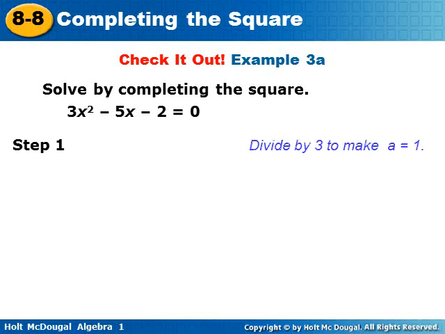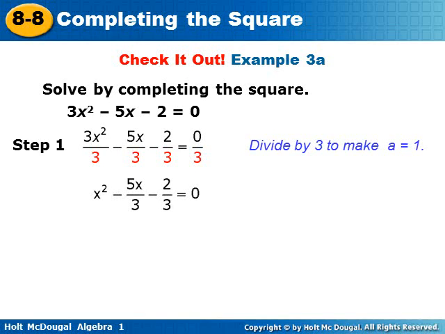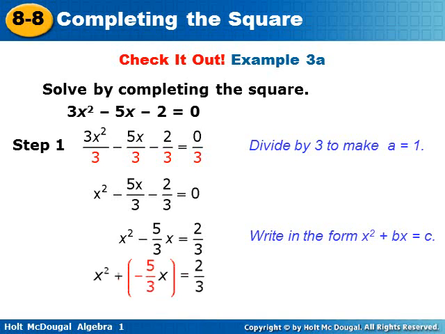So the first thing we're going to do is divide by 3 to make a equal to 1. So we're dividing all terms by 3, and we get x squared minus 5/3 x minus 2/3 equals 0. We're going to write in the form x squared plus bx equals c. So we're going to add 2/3 to both sides, giving us x squared minus 5/3 x equals 2/3.